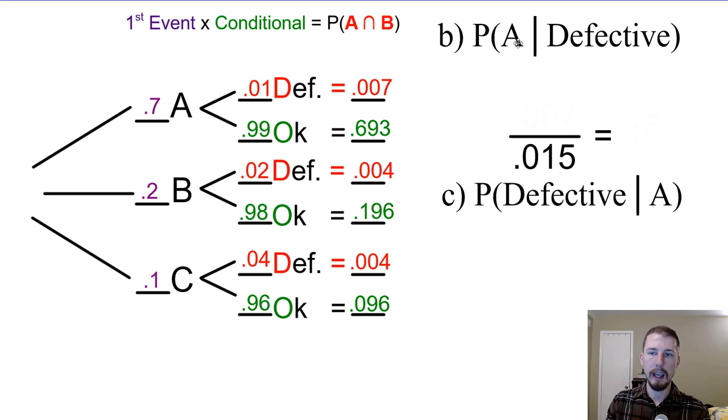And then that it came from A would be A and defective, which was 0.07 or 0.007. And that's a total percentage of 46%. I believe something's going on wrong there. Yeah, 46%.